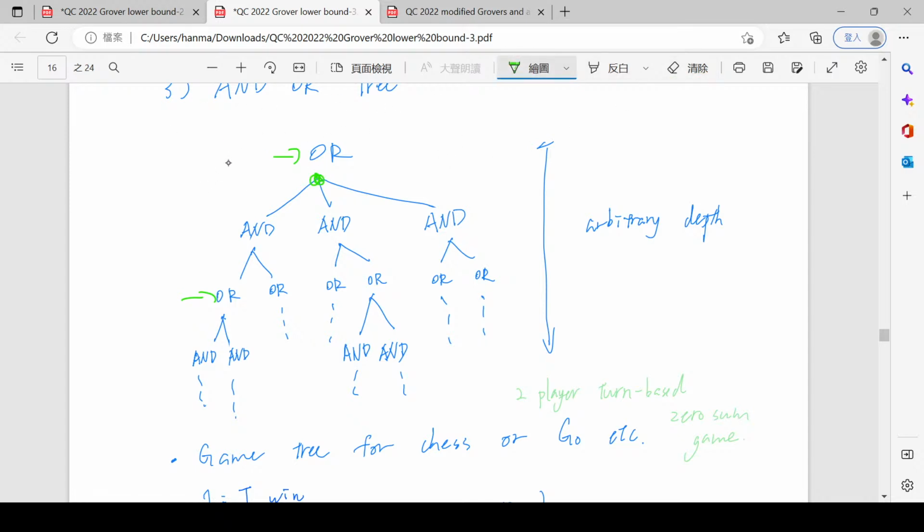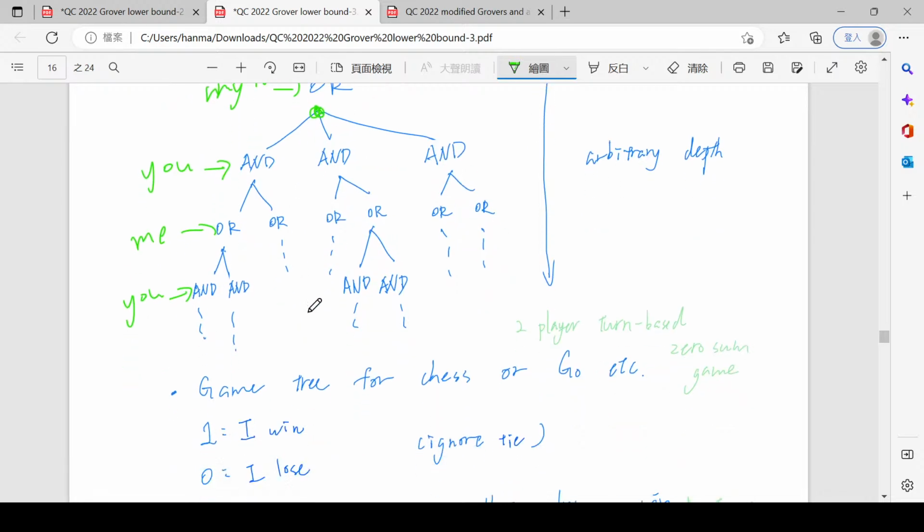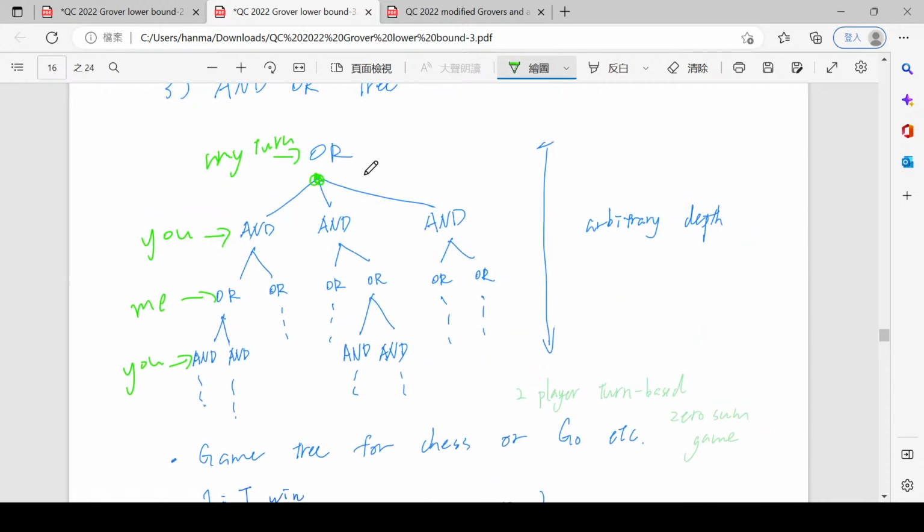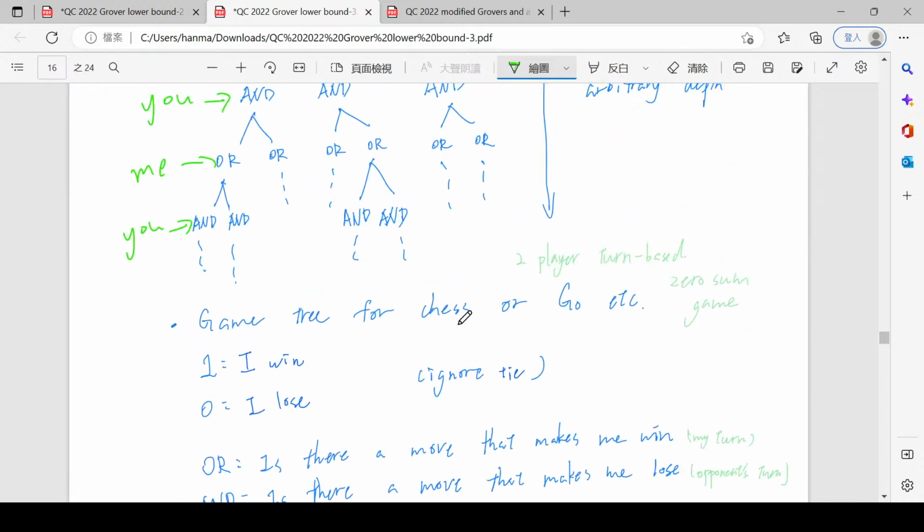So the ORs are my turn, and the ANDs are the opponent's turn. Okay. So it's two players again. And so why are we doing OR on my output? Because we are kind of looking at this bottom up, right?